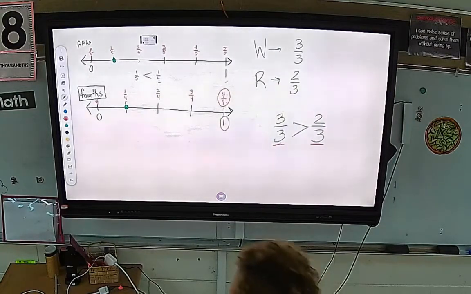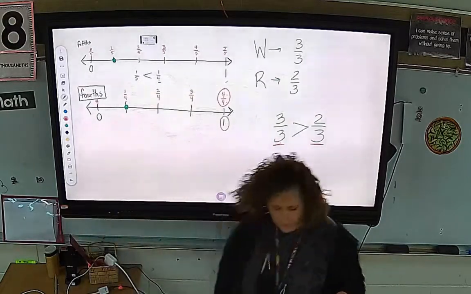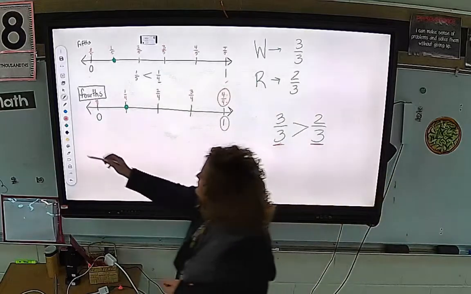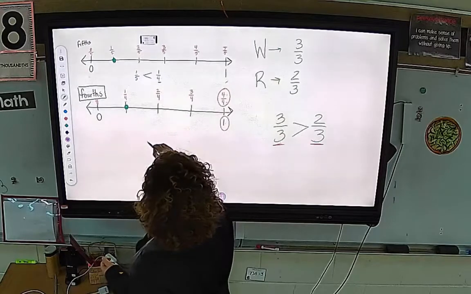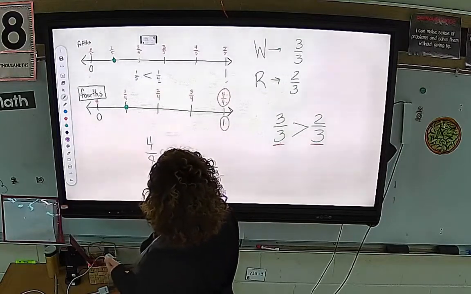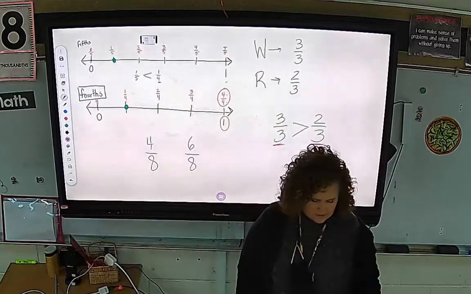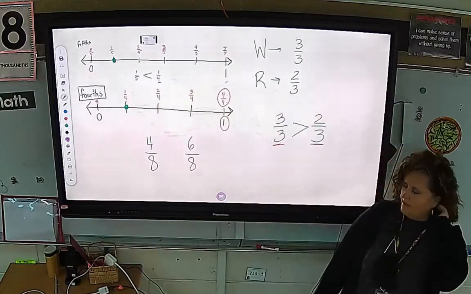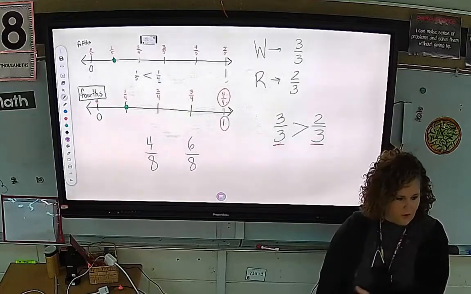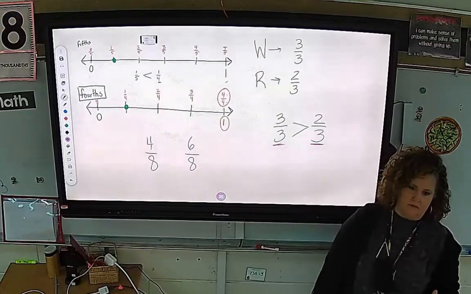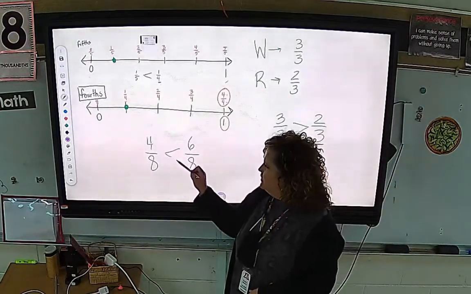Okay, so now we have 2 fractions. We've got 4/8 that Miranda hit, and we've got 6/8 that Martin hit. Okay, which one is farthest away from 0? Which one is farthest away from 0, Jayla? 6/8. Okay. It is the larger fraction.